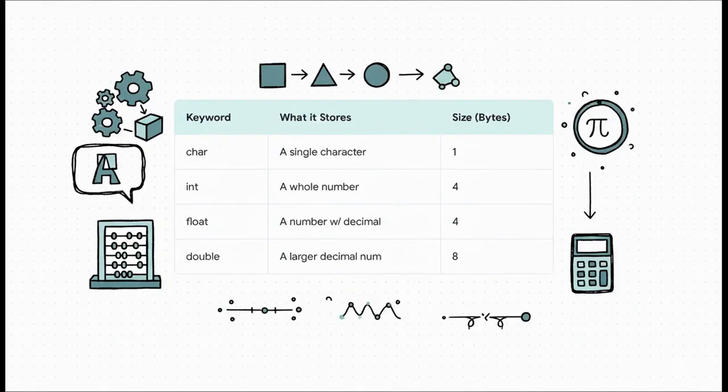A char just holds a single character. An int is for a whole number, no decimals allowed. And a float, that's for a number that does have a decimal point. And hey, look at that. If you remember our original code, we used float for pi. That was us telling the computer, hey, this number is going to have a decimal point, so be ready for it.